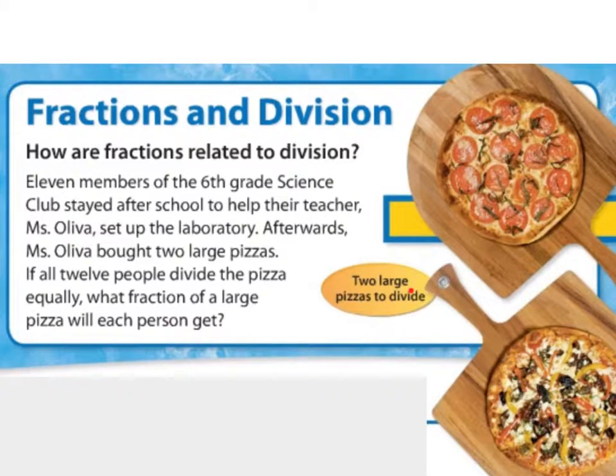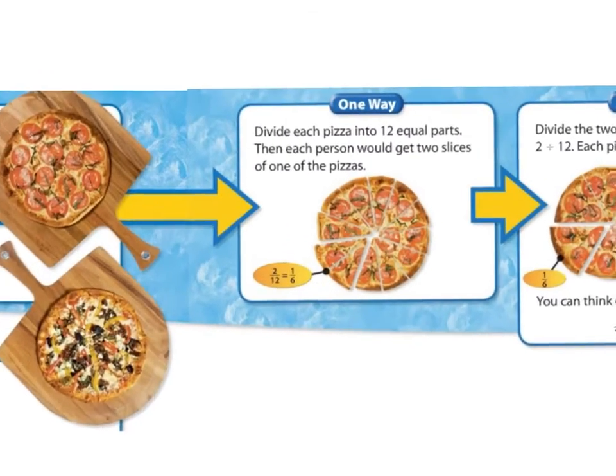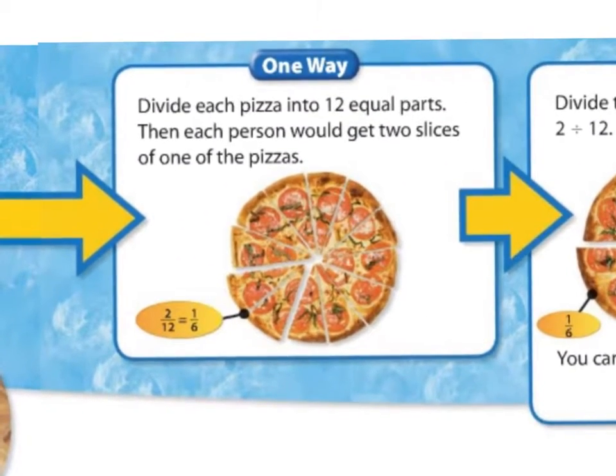So we have 2 large pizzas to divide right here. One way we would do that is divide each pizza into 12 equal parts. Then each person would get 2 slices of one of the pizzas. And to just think about why would they get 2 slices from this pizza instead of just one?